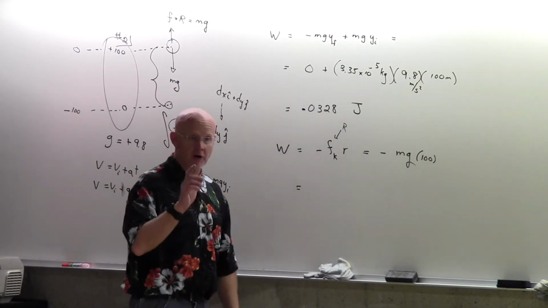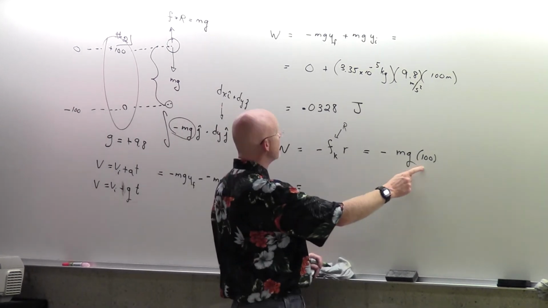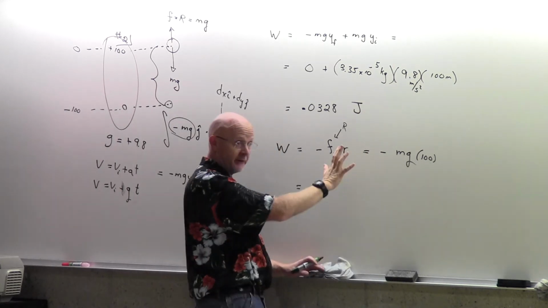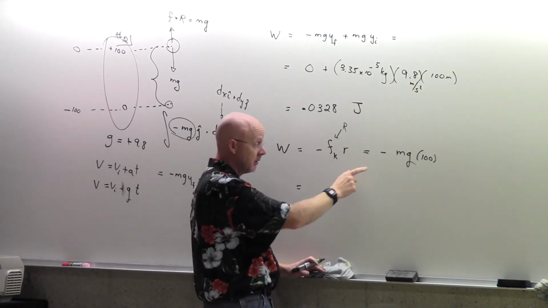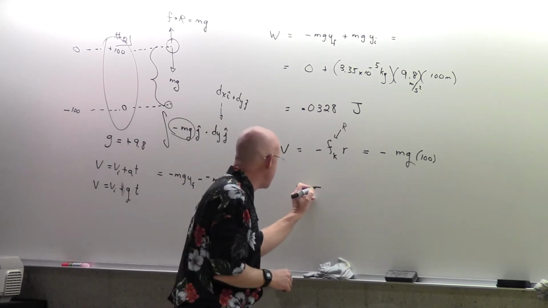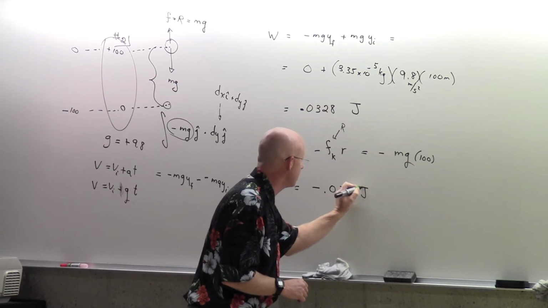I would even go as far to say, I don't even have to get my calculator out for this one. Isn't this mg times 100 the same that we just did right here? Now there is a little difference here. What's different about it? There's a negative in front. So this whole thing's going to be a negative 0.0328 joules of energy.